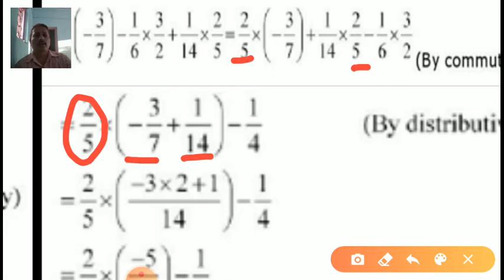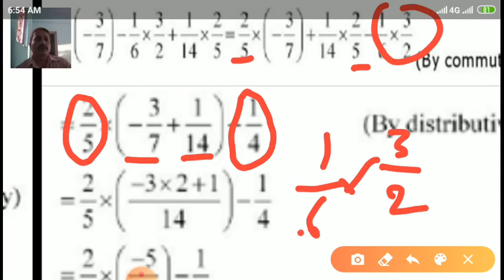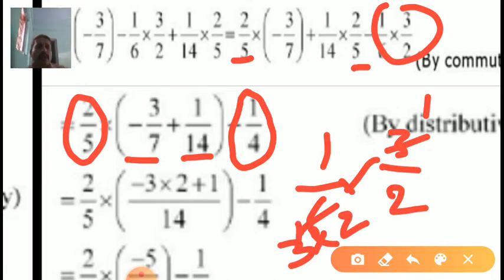Directly they wrote here 1 upon 4. Why did I write 1 upon 4? Yes, students, because 1 upon 6 multiplied by 3 by 2 is our term. 6 ones are 6, 3 ones are 3. In place of 6, I can write 3 into 2. So 3 ones are 3 and 3 twos are 6. Then this 3 and this 3 cut. Some students are writing like this also. Did you get the idea or clearly read?